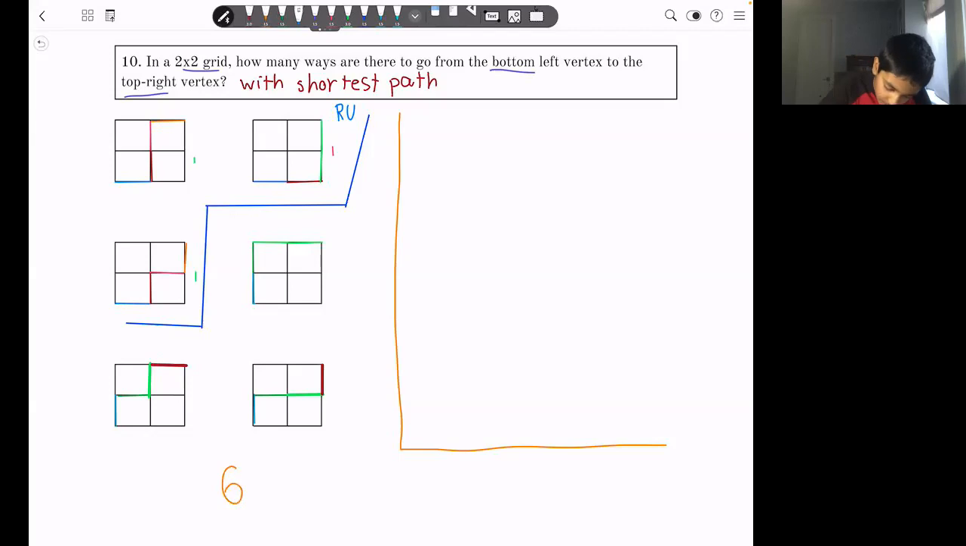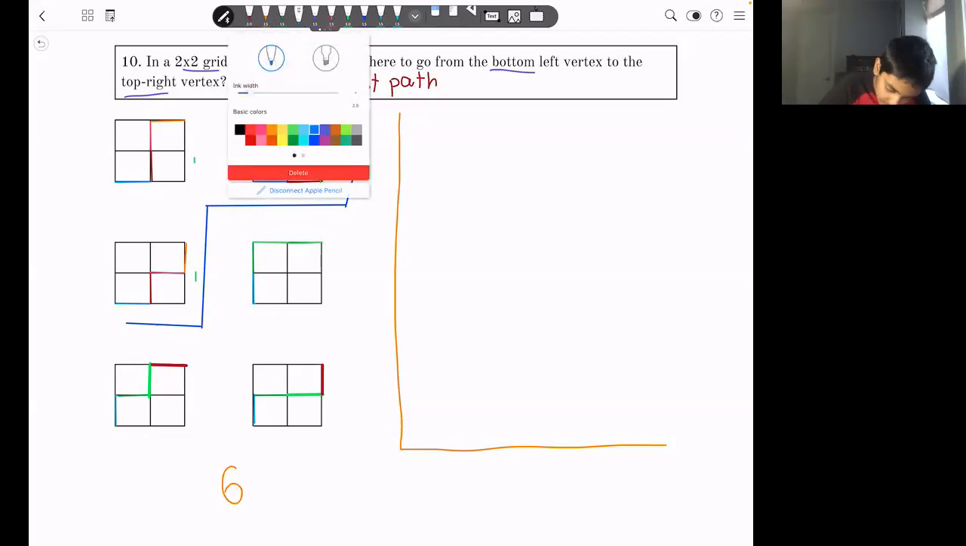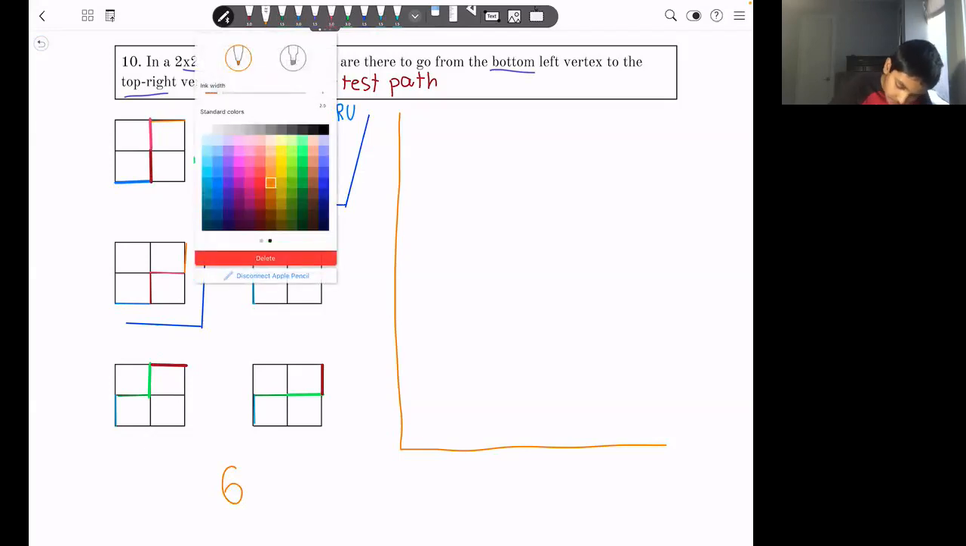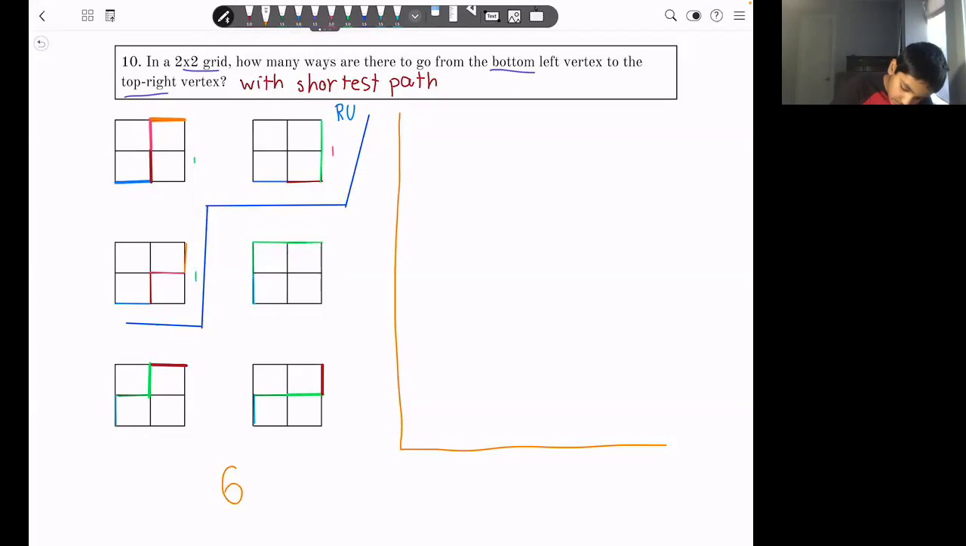I think it was a little bit unclear because it was a thin pen. I'm just going to make it a little bit bigger so it's easier for you to see, and make sure to see what the actual path is. So hopefully that makes it a little bit more clear.